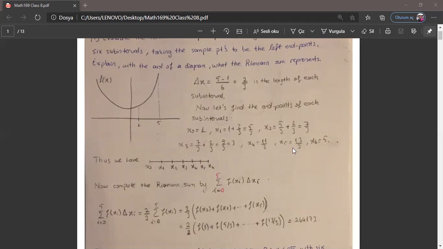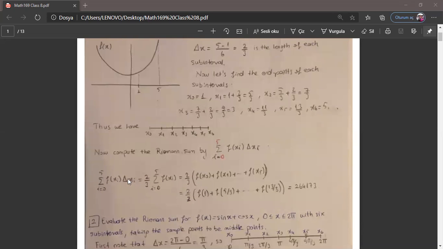So here we have subintervals and left endpoints. Now we want to compute the Riemann sum. We know its formula is given as this. So we start with 0. Why? Because we will take left endpoints. For example, the left endpoint of the first subinterval is x0, so it should be 0, and we go until 5, because for the last subinterval we will take x5. That's why we start with 0 and end with 5.